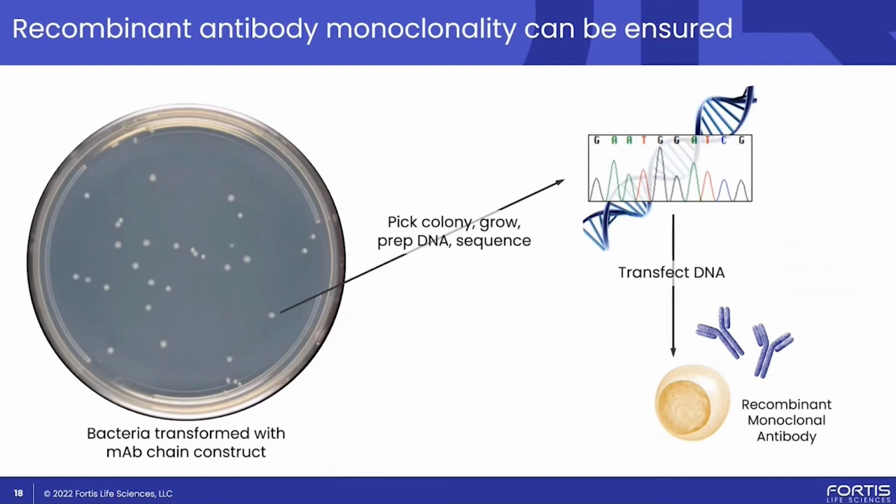This really isn't a problem with recombinant antibodies. Recombinant antibodies start from isolated DNA for the heavy chain and the light chain, and typically those are maintained in bacteria where it's possible to pick a single colony for each chain and to confirm by sequence that what you're looking at is a single desired sequence. And then that's what's transfected into the heterologous host cell to produce the antibody. So there's really no issue with non-monoclonality when you're dealing with recombinant monoclonals.